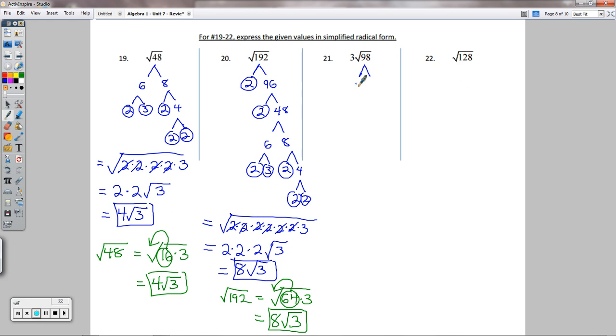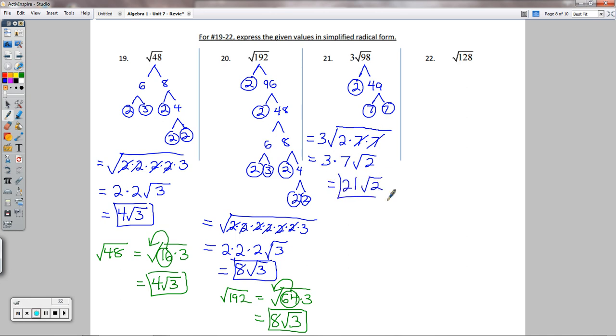For 21, looks like I could split that into 2 and 49. 2 is prime. 49 is not, though. I could do 7 times 7. 7 and 2 are both prime. So 3 is still hanging out on the outside. I'm not going to touch that 3. I'm just dealing with the stuff inside the square root. I've got a pair of 7s, so the pair comes out as a single 7. It's going to get multiplied by the 3 that's already out there. You're going to have 21 times the square root of 2.